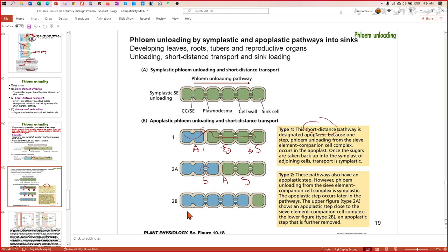Okay. In the 2B type, you have the symplastic here, the symplastic here, but just before it, there is no plasmodesmata. So the sucrose is forced to use the apoplastic. Okay, so that's how I memorized this when I was a student: apoplastic, symplastic, symplastic, symplastic, apoplastic. Okay, that's just two types. All of them are still apoplastic because at one point or another during the journey of unloading, it involves the cell wall journey.